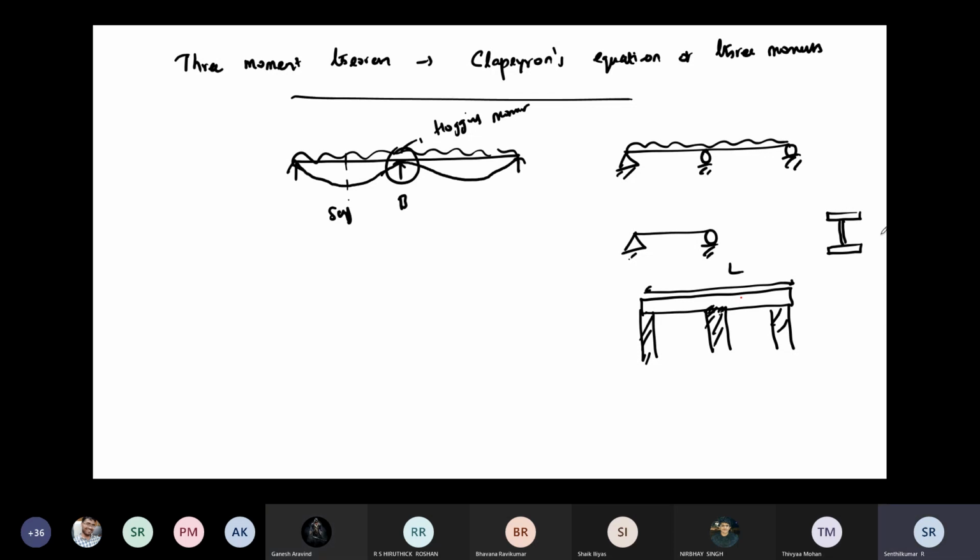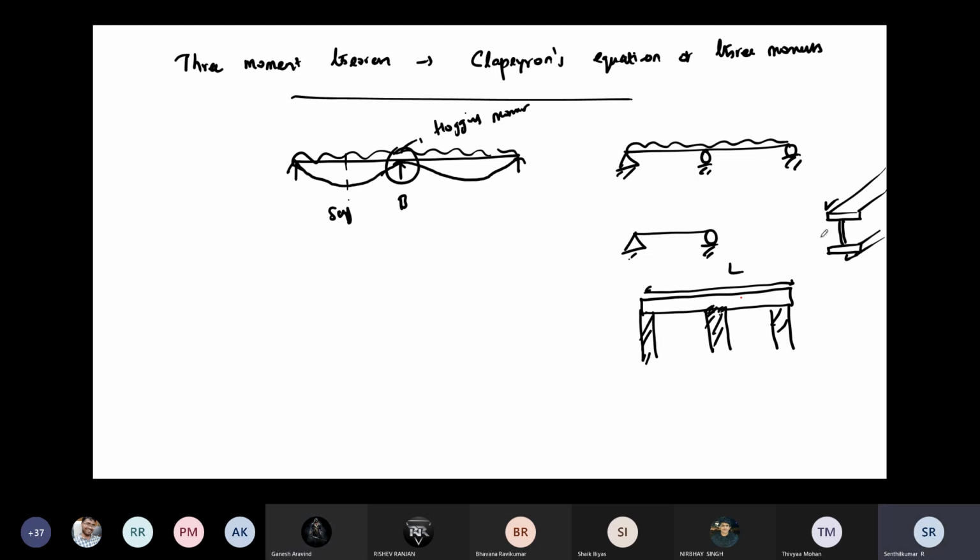Yes, sir. I just asked you one question. What is an I section? Sir, two flanges connected by one web. Okay, two flanges connected by one single web. In cross section, you can see the I shape. Throughout the length, it goes like this. This is called an I beam.